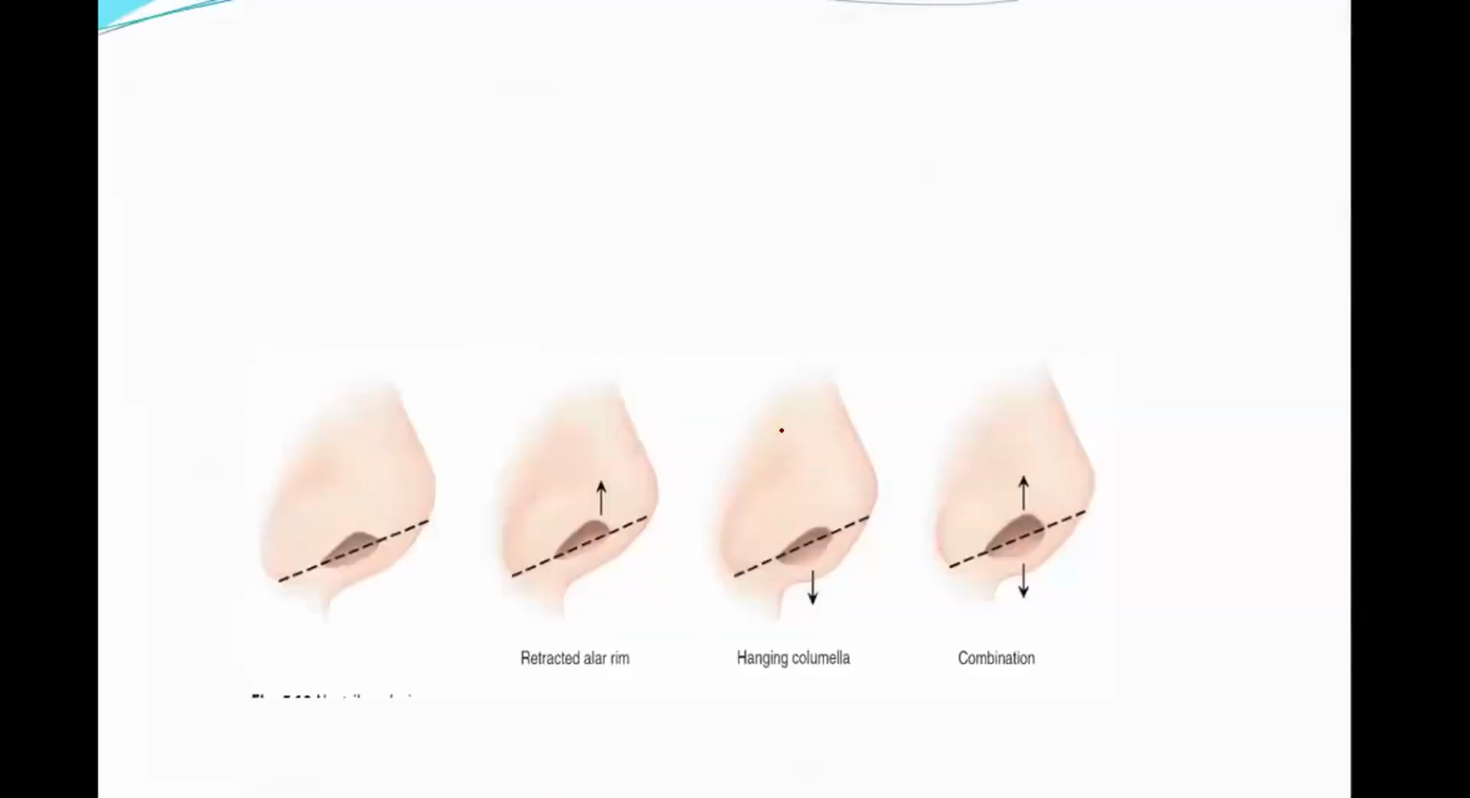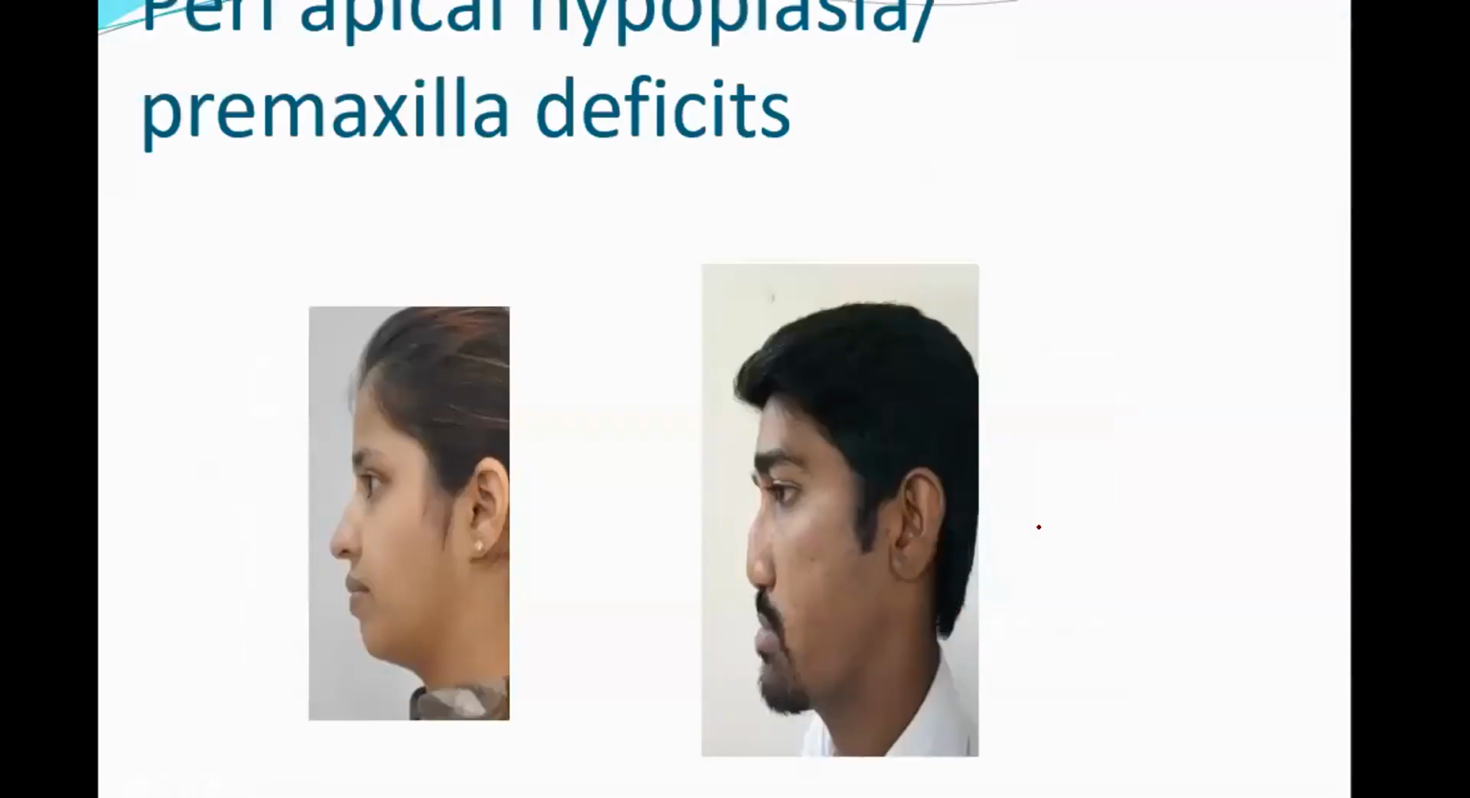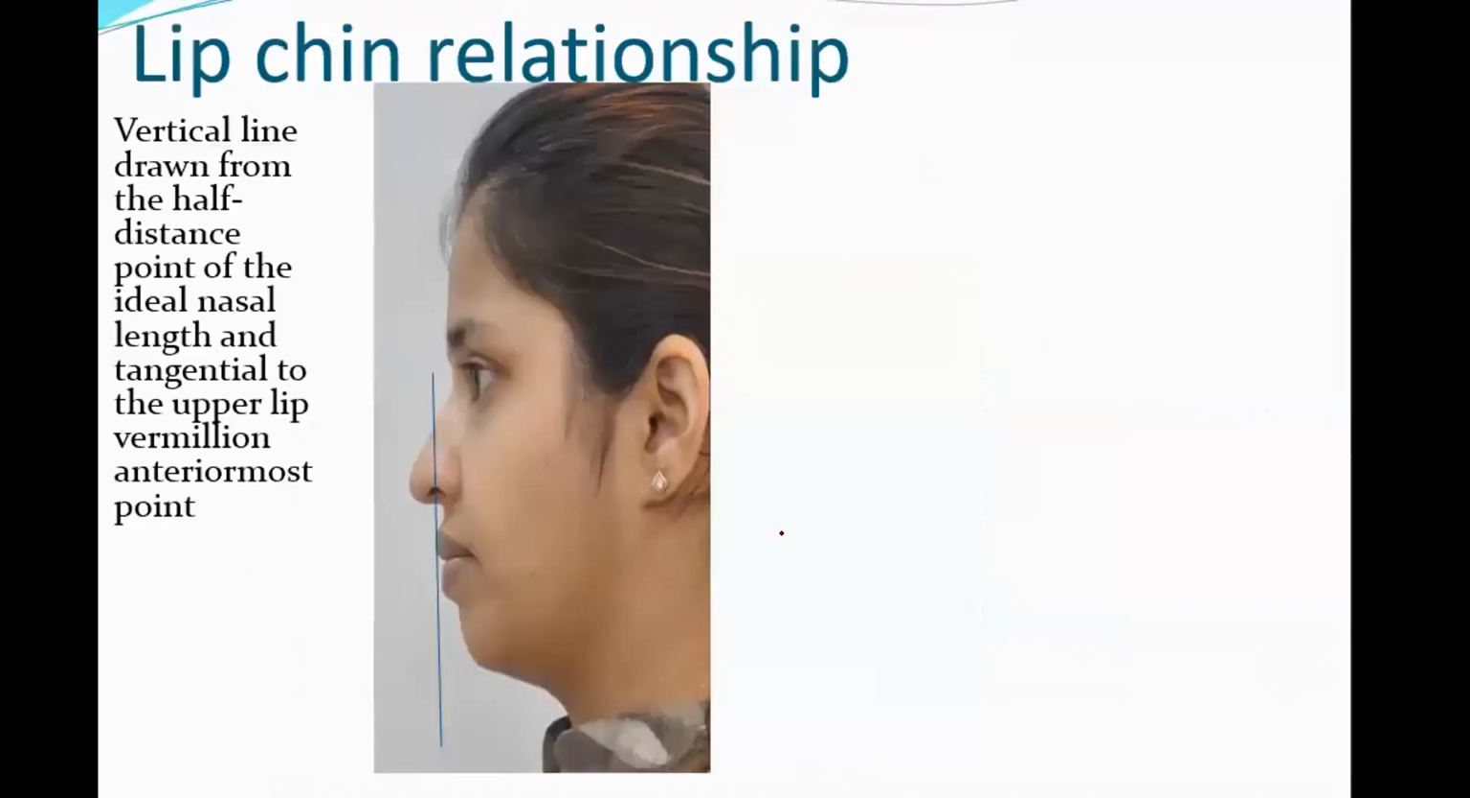So what can actually happen? If you look at this diagram here, we can have various forms of this. If you have a line bisecting like this, the ala could be retracted up. This is the ala, or the columella could be hanging down, as you can see here. So in combination, you can have both the ala and the columella retracted more than the required length of 2 to 4 millimeters. This is something for you to remember. Periapical hypoplasia is something like this. You will see that there is a maxillary retrusion, there is a premaxillary retrusion, and there is hardly any zygomatic eminence here. So this is what we call a premaxillary defect or periapical hypoplasia.